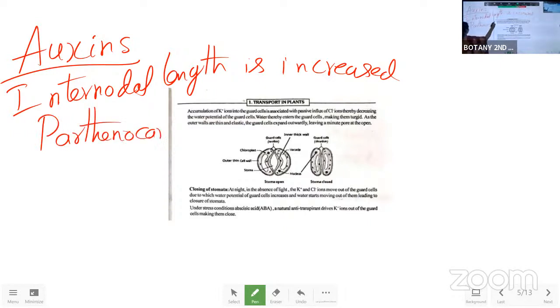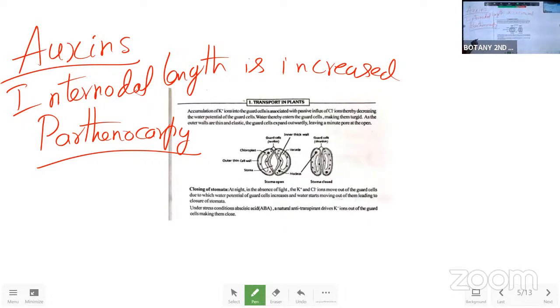And the next one is it enhances the parthenocarpy. So what is meant by parthenocarpy? We have already discussed this. When fruit formation happens in the plant body without fertilization, that is called parthenocarpy. So by the increase of parthenocarpy, what happens in agriculture and horticulture? In agriculture, we won't use parthenocarpy, but in horticulture, we will use it.